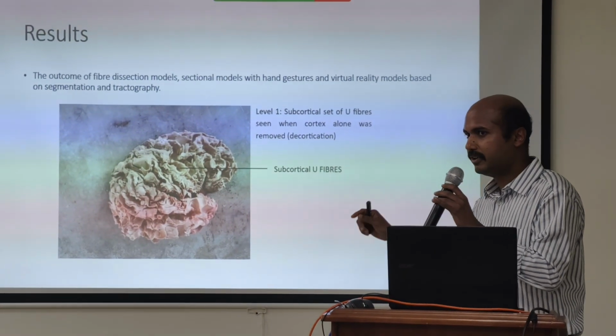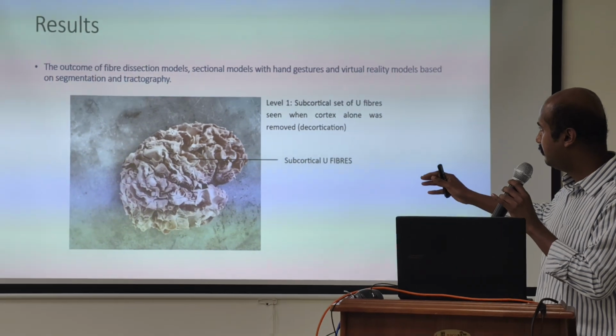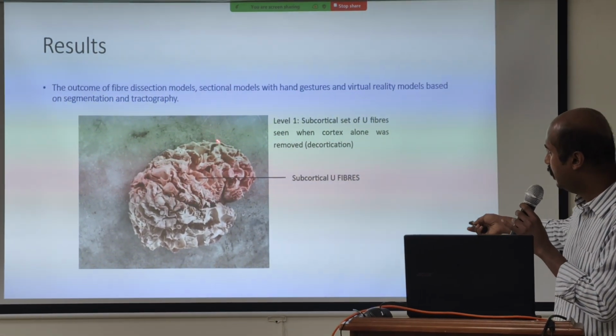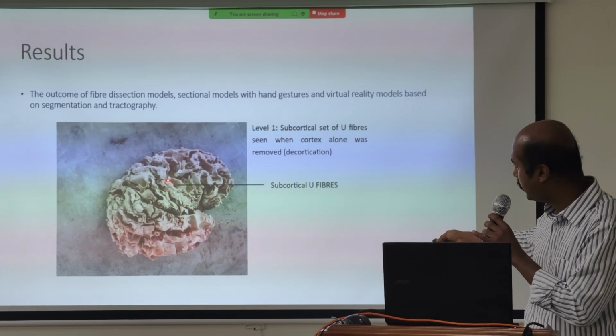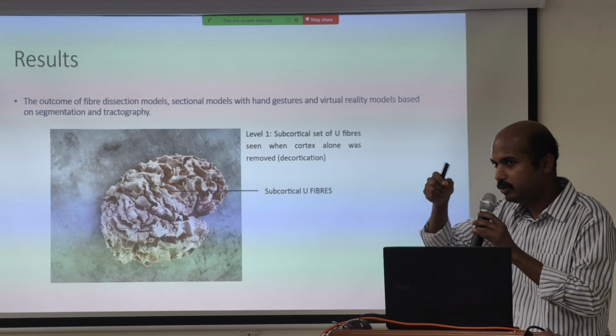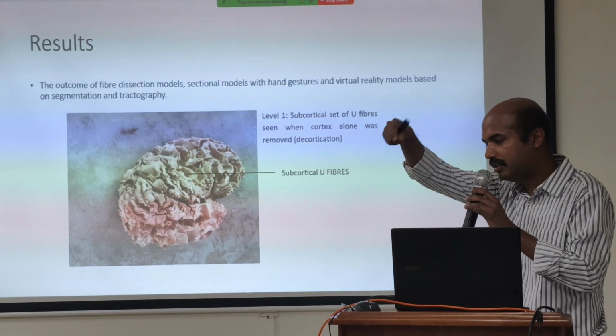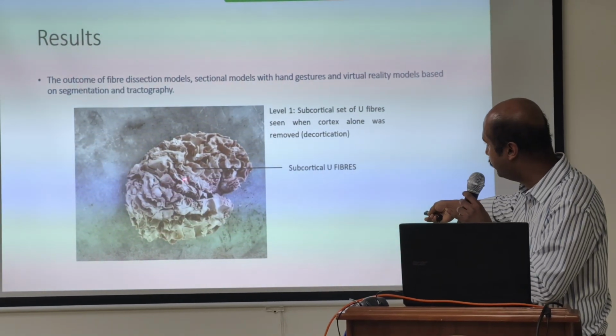These are my results. For example, this is a fiber dissection. In my thesis, there's an entire sequence of pictures, but I've shown only a few. Here the cortex is removed, and you can see the subcortical U fibers. The cortex alone is dissected out. From the apex of the gyrus, you carve out and find the U fibers. So these are the subcortical U fibers that you get here.